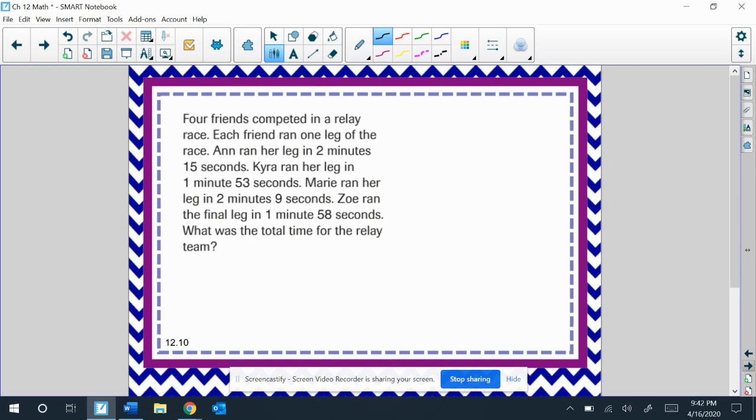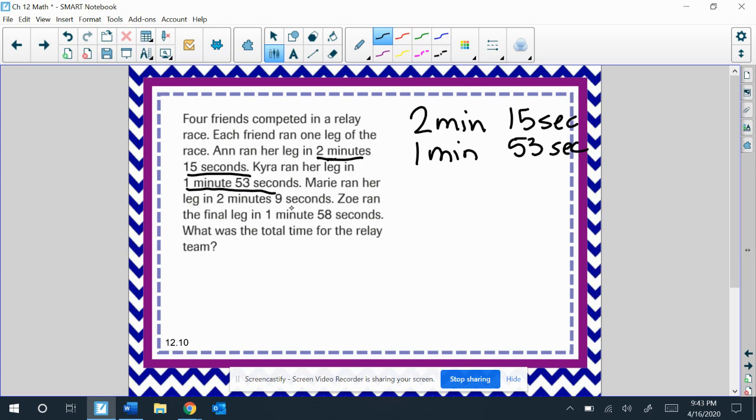All right, let's go ahead and try it now. 4 friends compete in a relay race. Each friend ran one leg of the race. Anna ran her leg in 2 minutes, 15 seconds. Curly ran her leg in 1 minute, 53 seconds. Marie ran her leg in 2 minutes, 9 seconds. Zoe ran the final leg in 1 minute, 58 seconds.